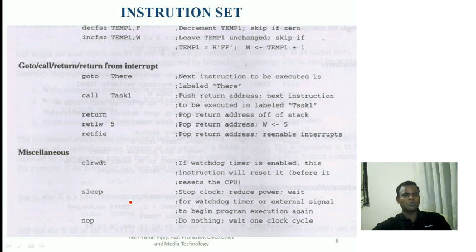So I believe you have got a good overview about the instruction set. As I said, it's a very simple instruction set. It just has 35 instructions, and your PIC microcontroller, apart from this instruction set, is also capable of being programmed using C programs.